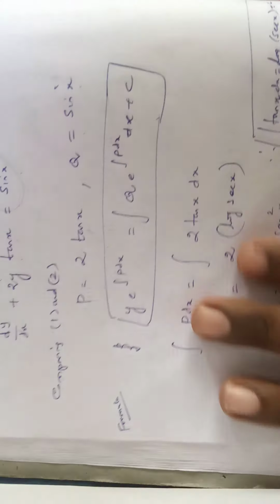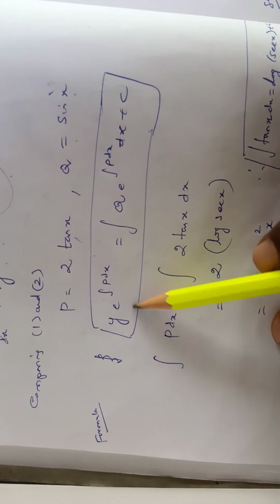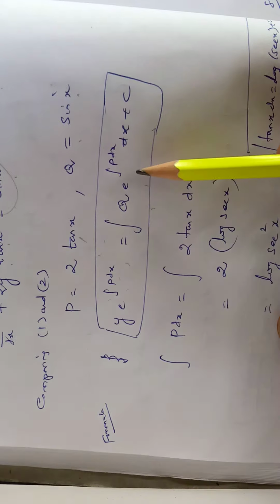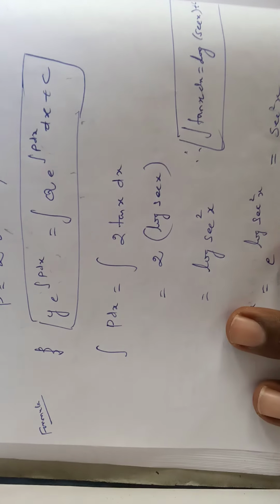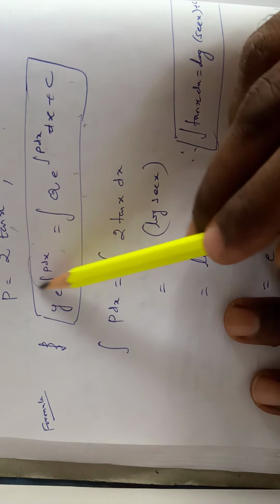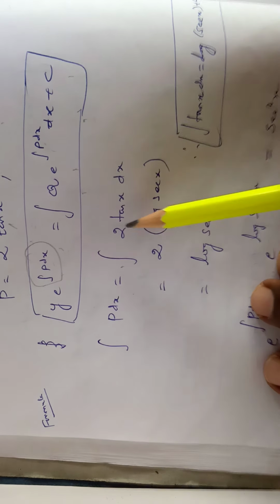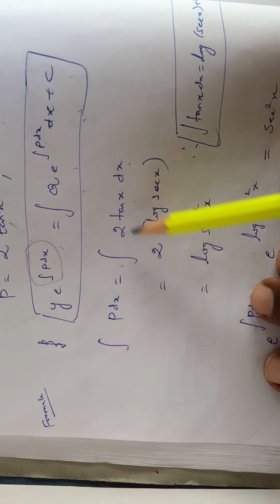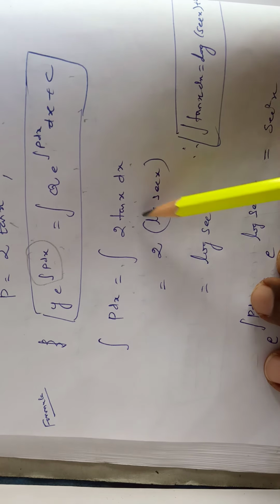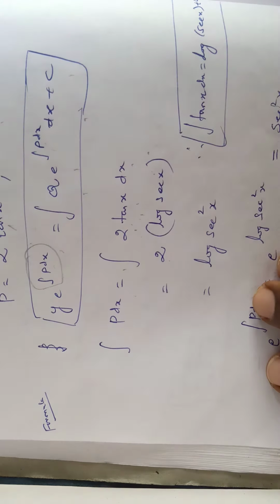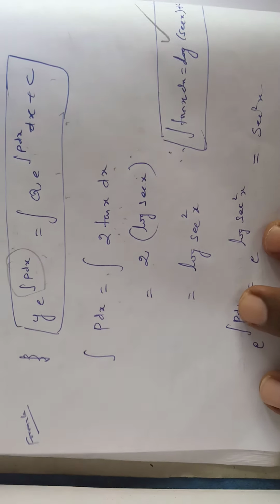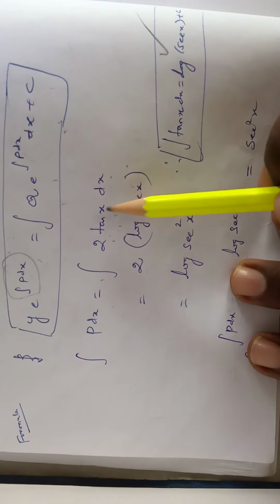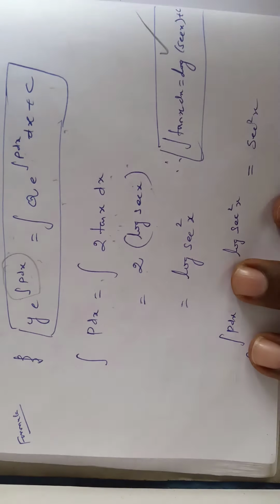So we apply the formula: y e power integral p dx equals integral of q e power integral p dx dx plus c. First we have to compute the integral of p dx. The integral of p dx is the integral of 2 tan x dx. 2 is a constant, taken outside. The integration of tan x dx formula is log secant x plus c. So the integration of tan x is log secant x.